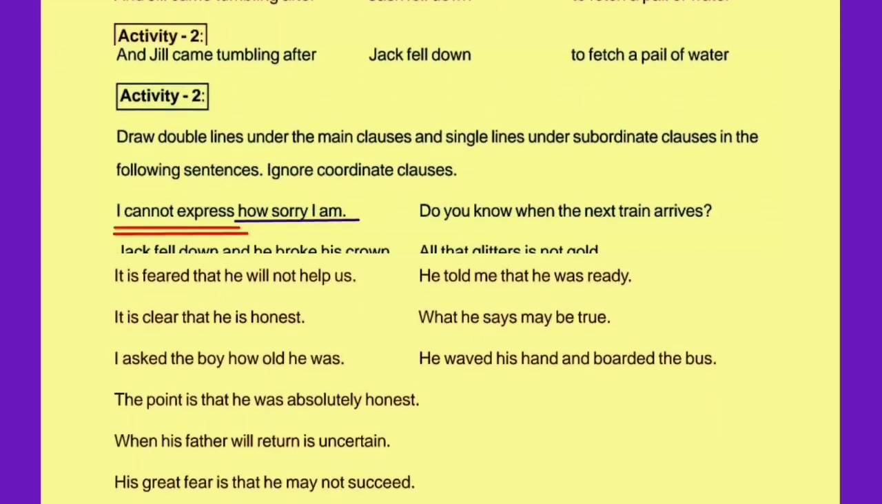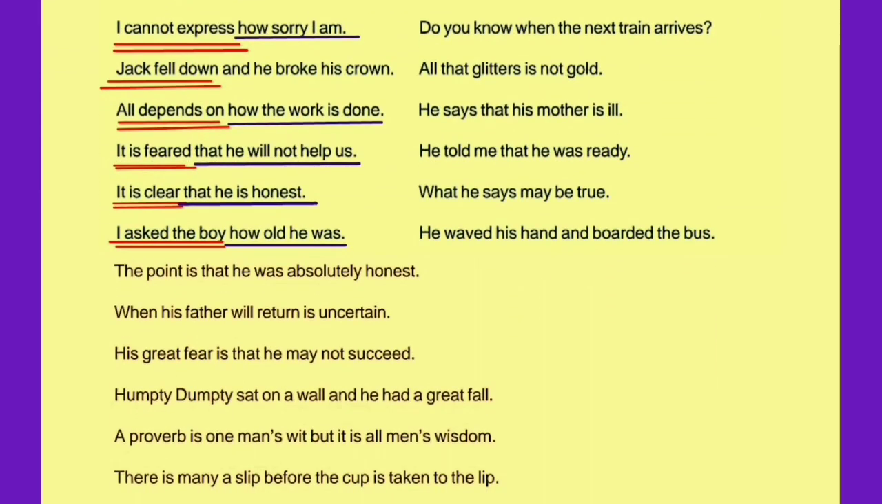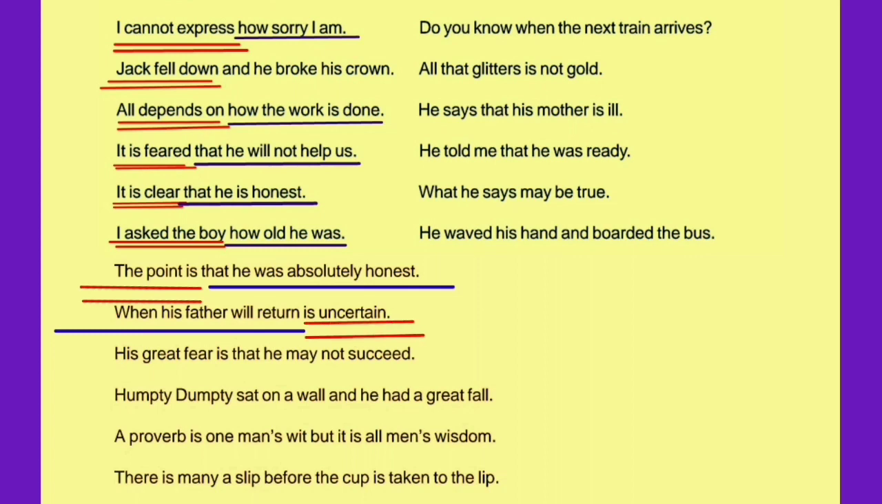The point is that he was absolutely honest. The point is, main clause, that he was absolutely honest, subordinate clause. When his father will return is uncertain. When his father will return, subordinate clause. Is uncertain, main clause. His great fear is that he may not succeed. His great fear is, main clause, that he may not succeed, subordinate clause.